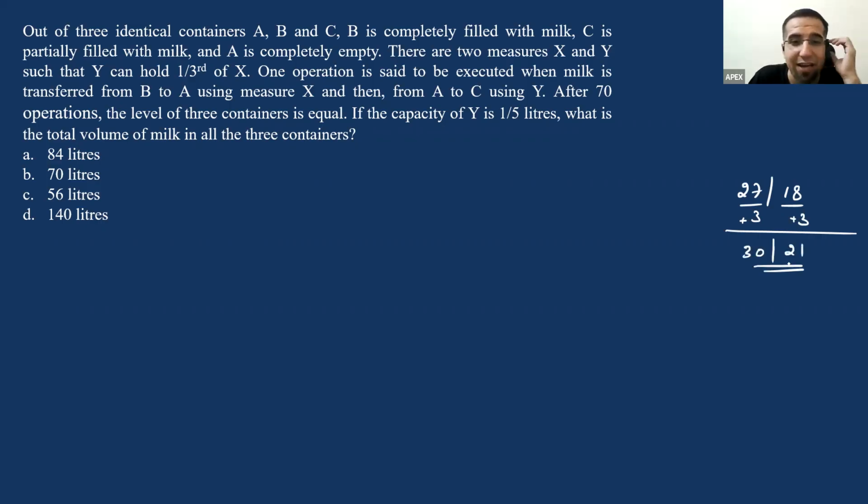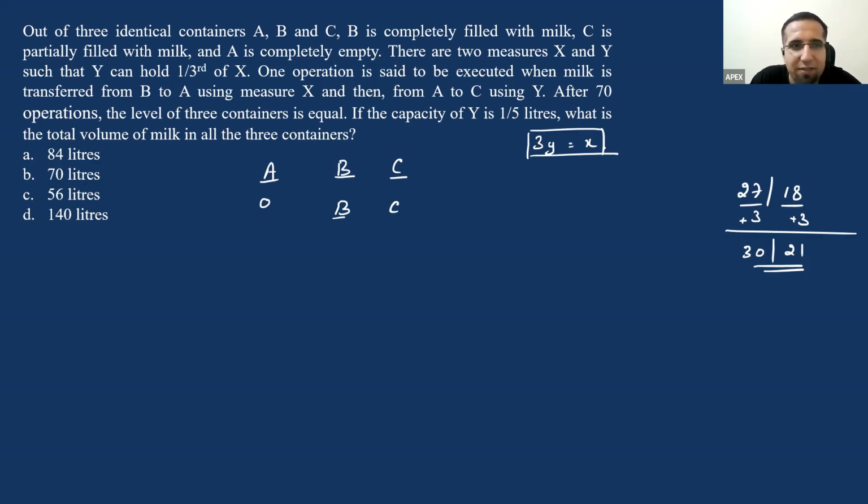Now it says 3 identical containers A, B, and C are filled completely with milk. B is completely filled with milk, C is partially filled with milk, and A is completely empty. So A has 0 liters. Let's say B has B liters of milk, and C has C liters of milk, and there is some empty space also. Okay. Now there are two measures, X and Y. X can hold 1/3, Y can hold 1/3 of X. Clear? So 3 of Y is equal to X.